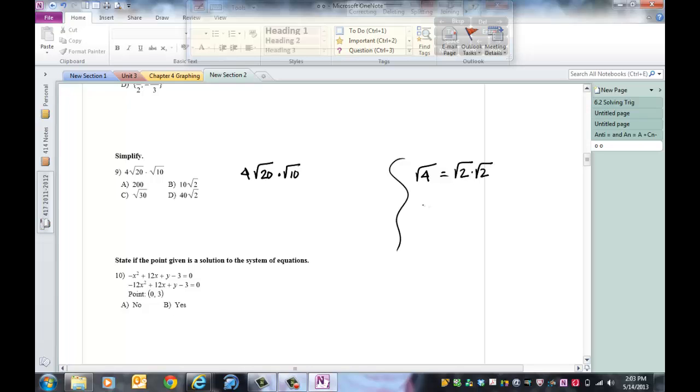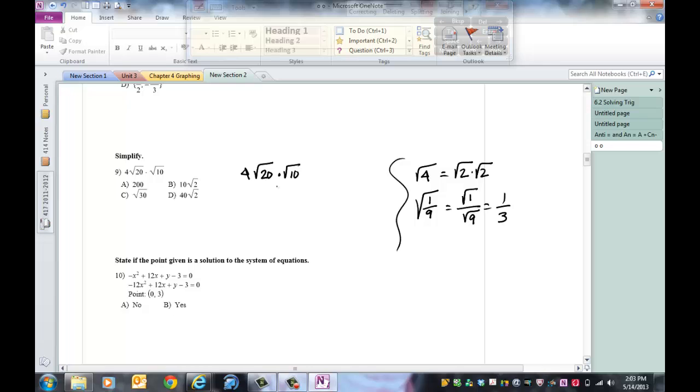And that's more so important if I give you something like the square root of 1/9. That's one big square root. That's the same thing as 2 little square roots. And you can do that very quickly. Now again, your calculator can do a lot of this for you. So if you typed in 4 square root 20 times square root 10, you may get a nice number.